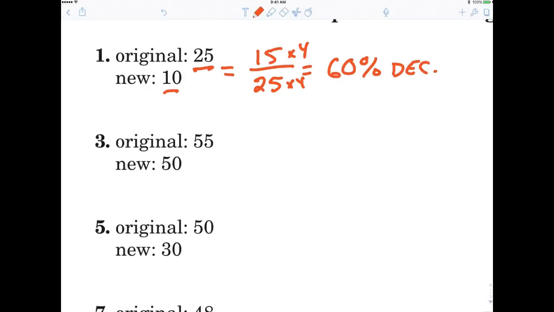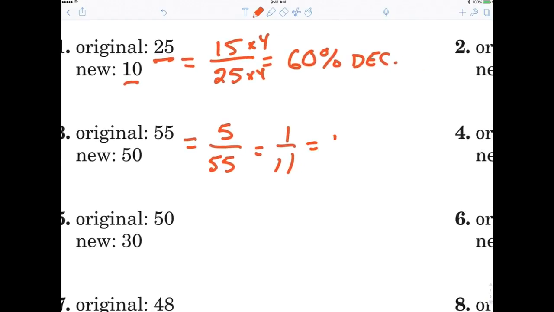All right, should be relatively easy. So for number 3, let's see if we're okay. So what's the change? 5 over 55. Now I would write that as 1/11. Now 1/11 I can't really get exactly to 100. So if you have a calculator, you could do 1 divided by 11. And what is 1 divided by 11? 0.09.